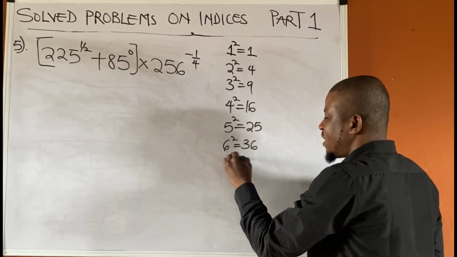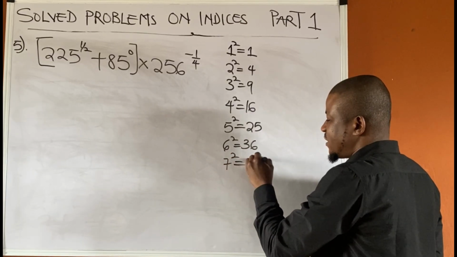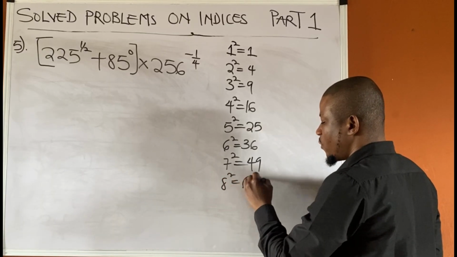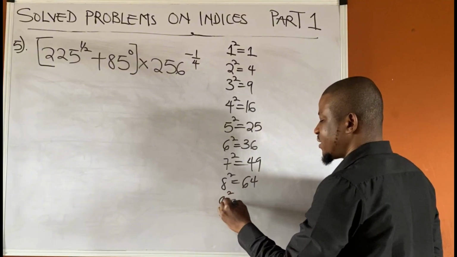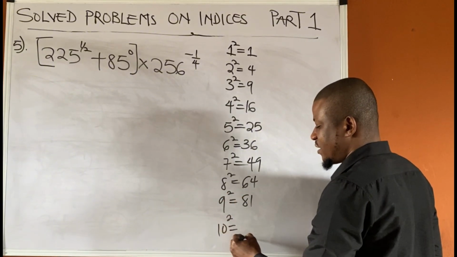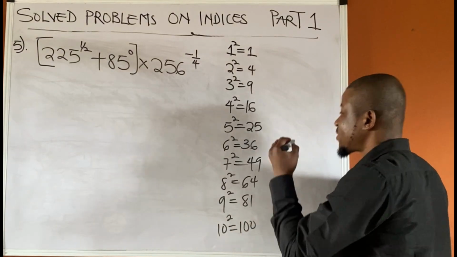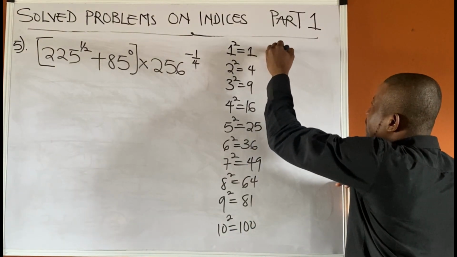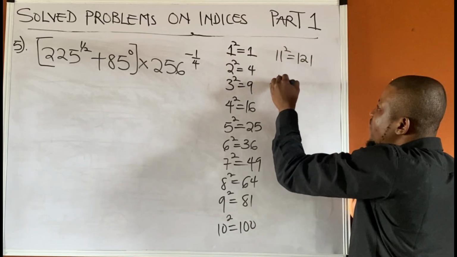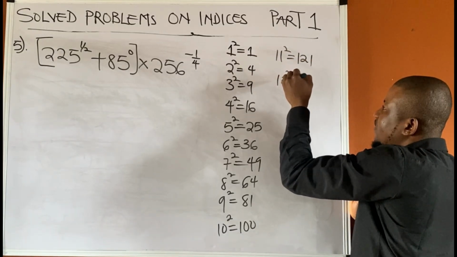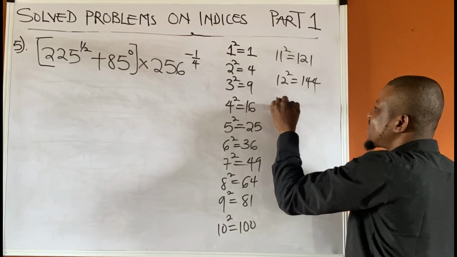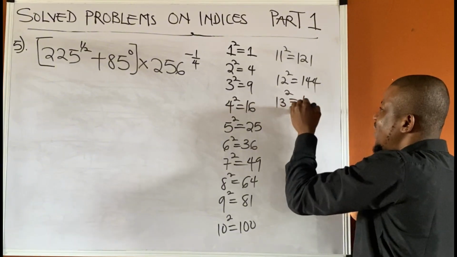So 7 squared is 49. Okay. 8 squared is 64. 9 squared is 81. 10 squared is 100. Okay, let's continue. Let's see how far we can go. 11 squared is 121. 12 squared is 144. All right. 13 squared is what?